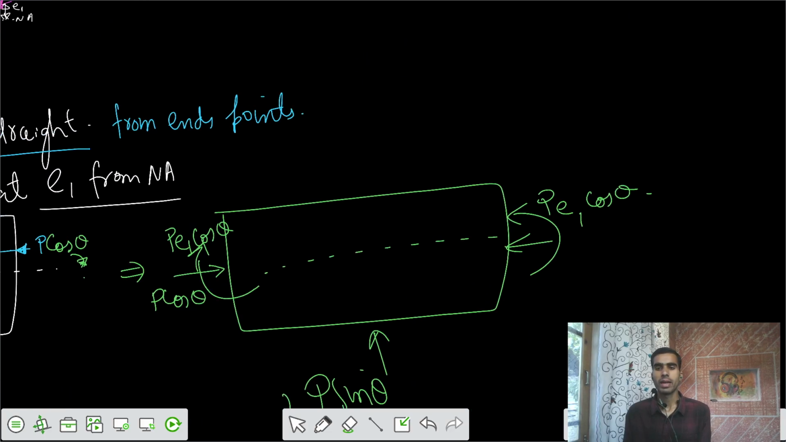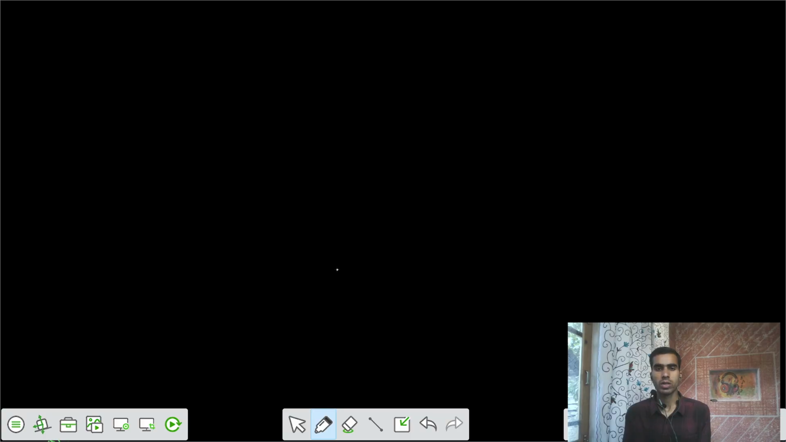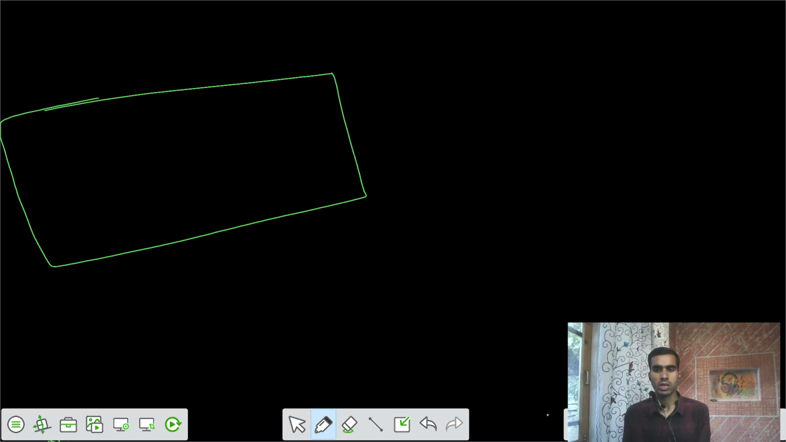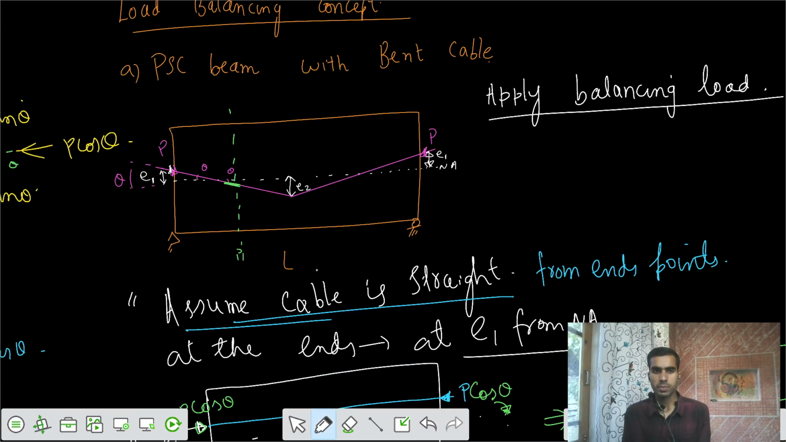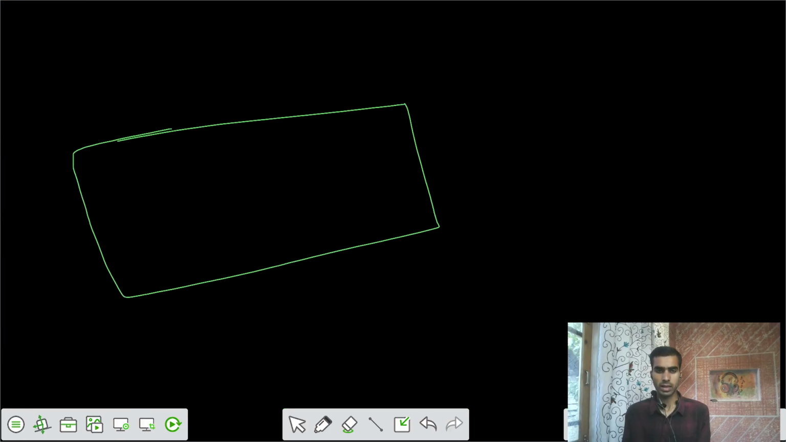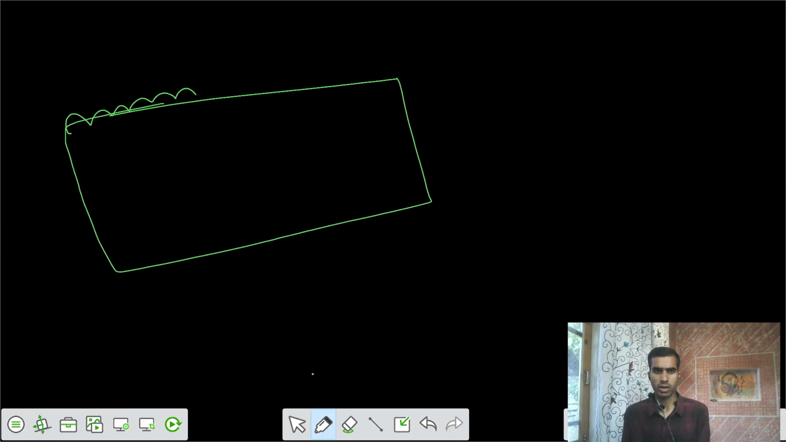The third one is a uniformly distributed load. In the first one, we kept this bent cable because we had an external load applied at the midspan. Let's take the third one, where we have some dead load and some live load such that the intensity is W external, a UDL. There's a simply supported beam, and I'm going to place the eccentricity of the cable in this way.